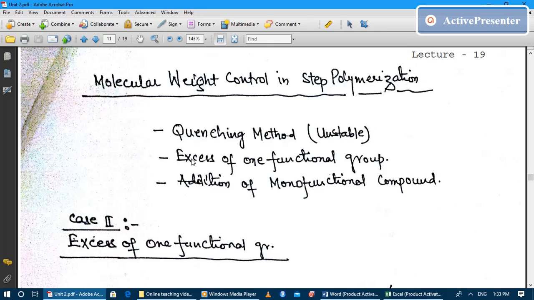Second method is to use excess of one functional group. We can take the two reactants, diacid and diol, with one of the monomers in slight excess. And as a third option, we can add a monofunctional compound to the polymerization reaction so that it may stop the polymerization reaction.